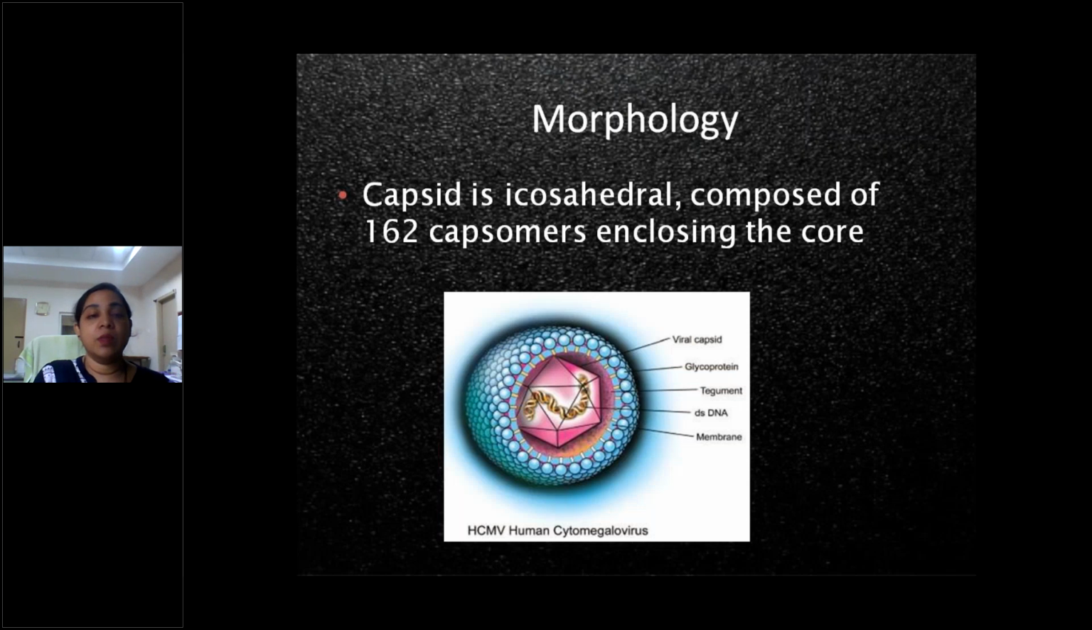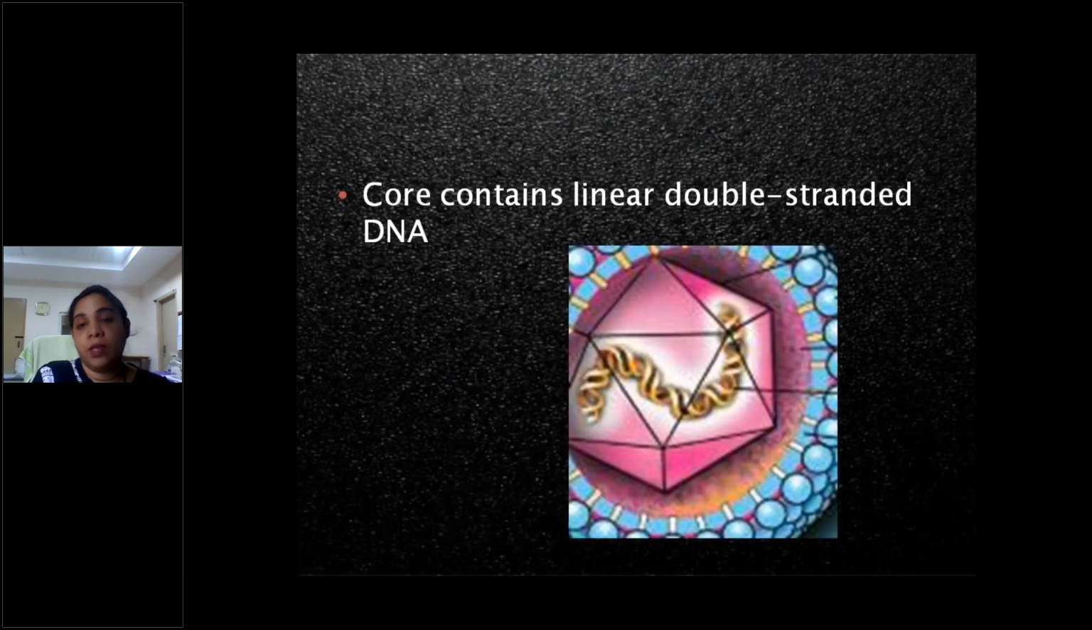Morphology. The capsid is icosahedral and composed of about 162 capsomers. Okay, so can you see this? The capsid inside has this icosahedral shape, and it is usually enclosed within the envelope. The core contains double-stranded DNA. So the genetic material is double-stranded DNA.